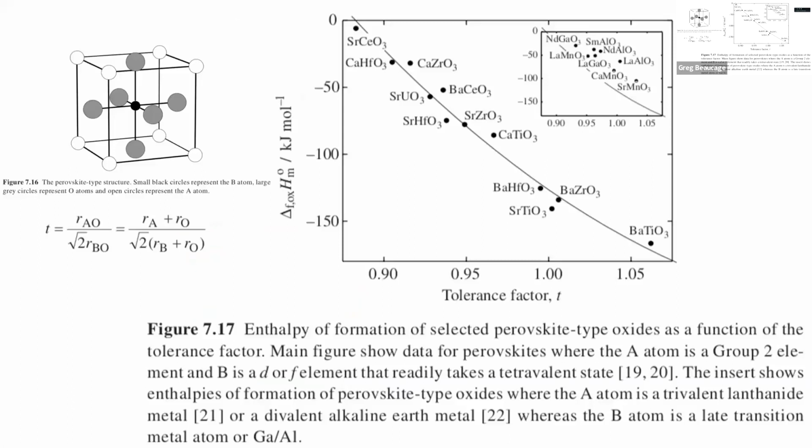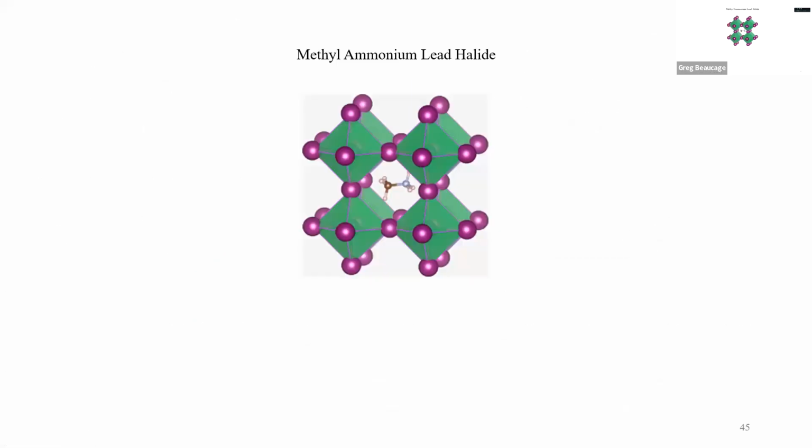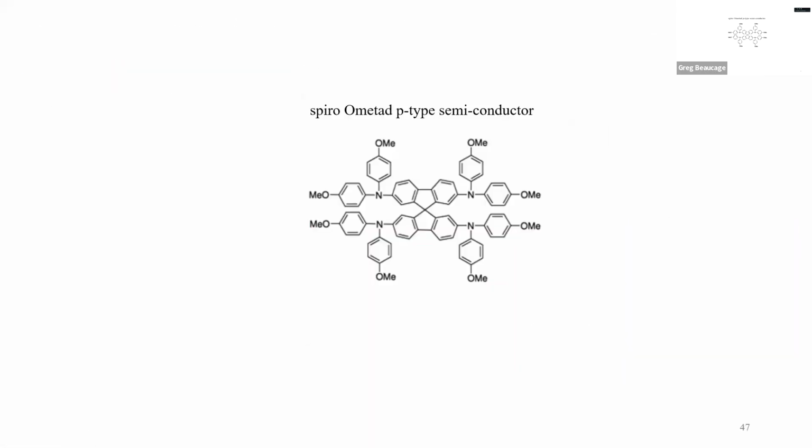Anyway, it's just showing the energy of formation across different groups and perovskite structures. I don't remember exactly what else is in this.